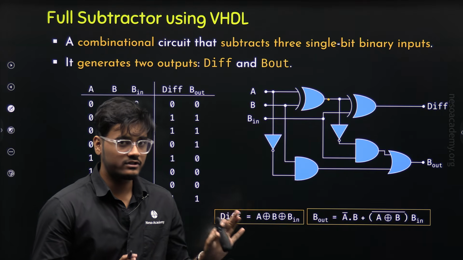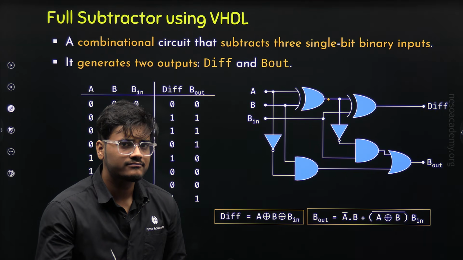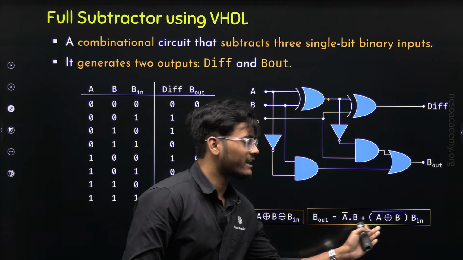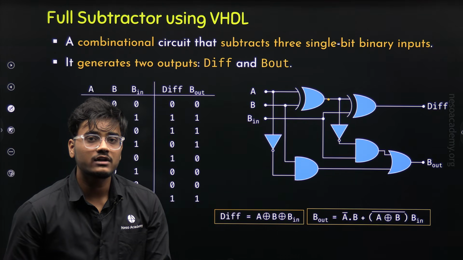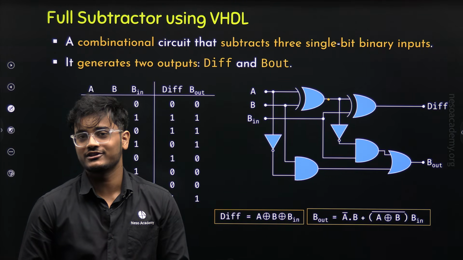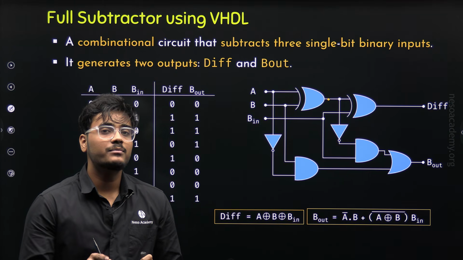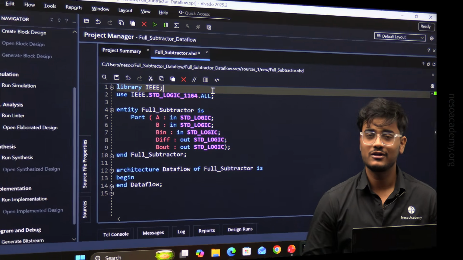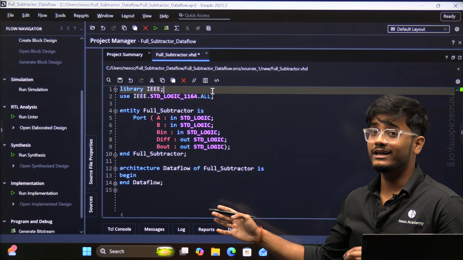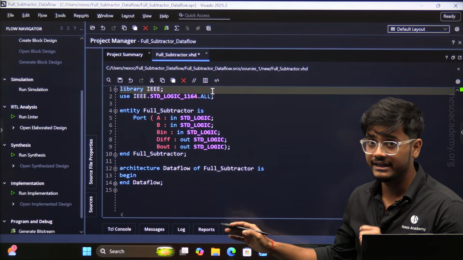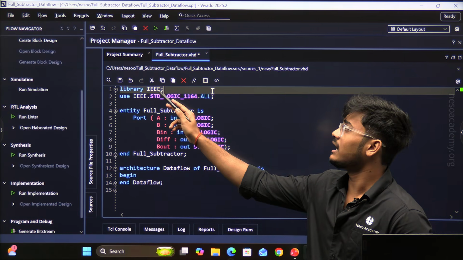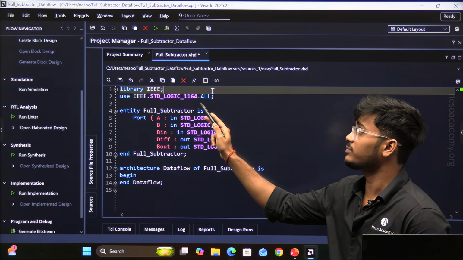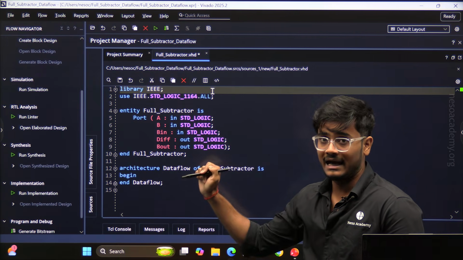Now, let's implement this full subtractor in Vivado using data flow modeling, because we have already derived the Boolean expressions. Therefore, data flow modeling is the most suitable choice. So, let's go to my laptop and implement this full subtractor using data flow modeling. So, we are in Vivado's code editor, and here I'm writing the VHDL code by importing the IEEE library along with the standard logic 1164 package from the IEEE library.